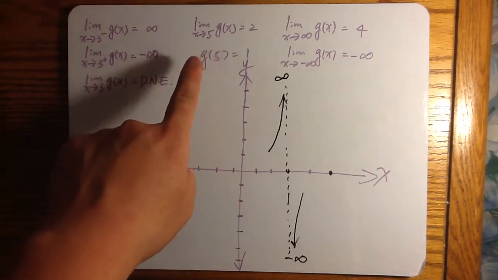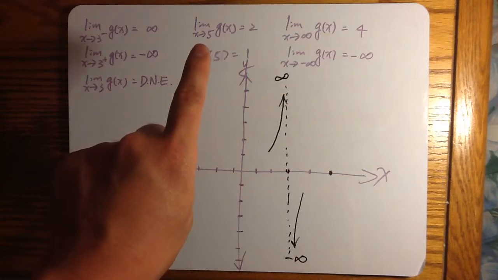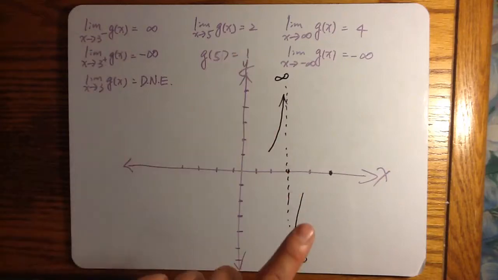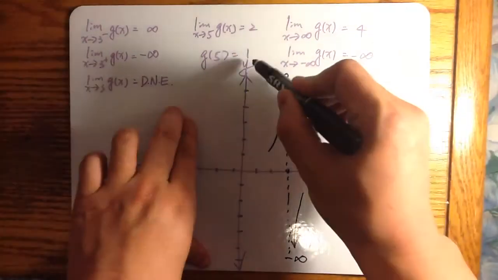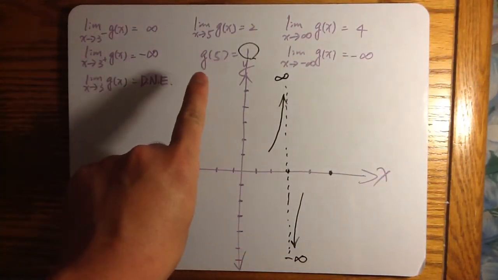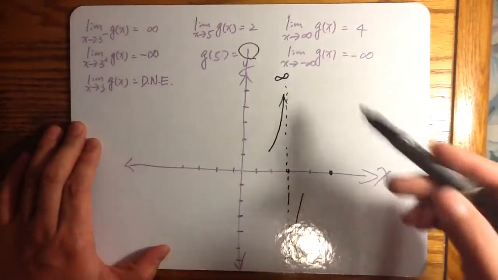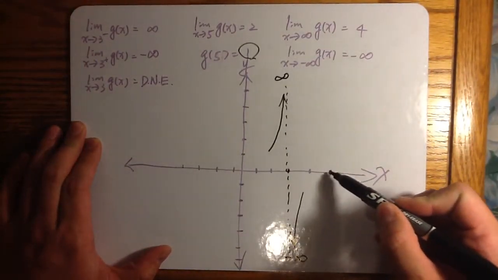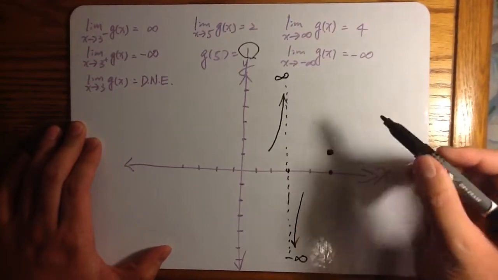Now there's another part. We know 5 is also an important point. The limit as x approaches 5 of g of x equals 2. So when it approaches 5, you approach 2. However, this is a key point right there. When x is 5, the function g actually is 1. So we have an equation right here, and we have to use that first. When x is 5, it's going to be 1, so that would be a solid dot right here.